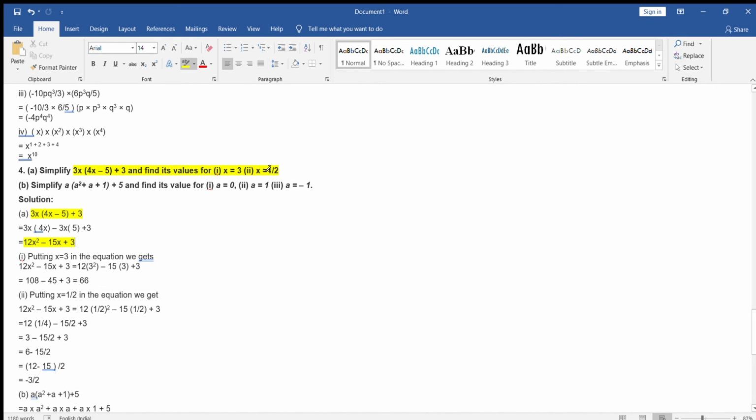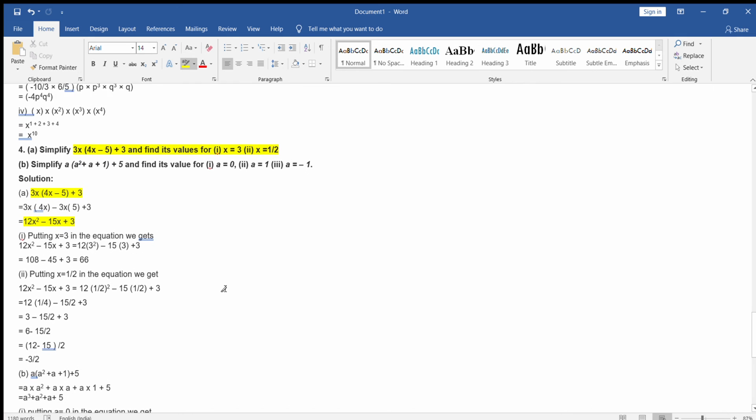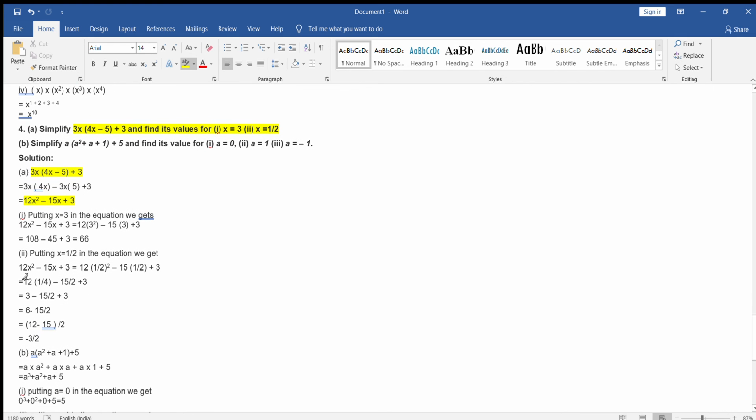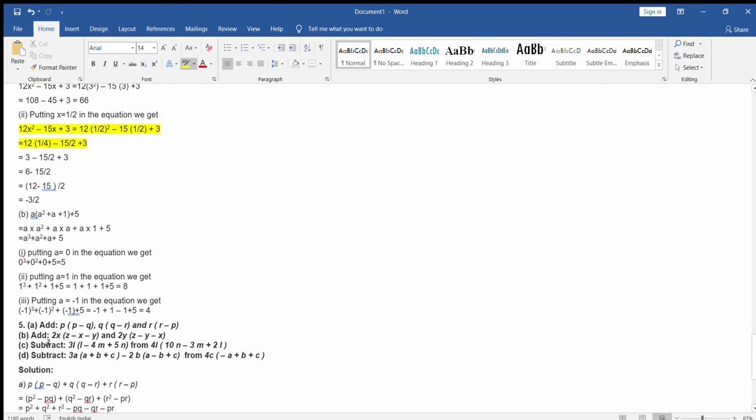Okay, here two values are there. For x is equal to 3 and for x is equal to half. For both we will find the different result. Here instead of x what we have put? We have put the half and we get our answer. So similarly we will solve the second part.